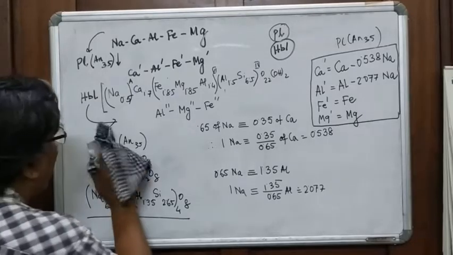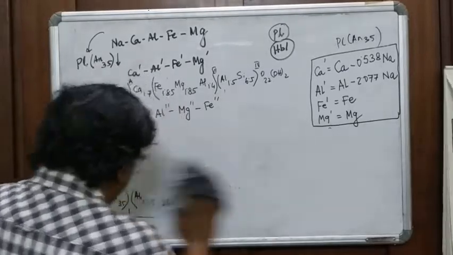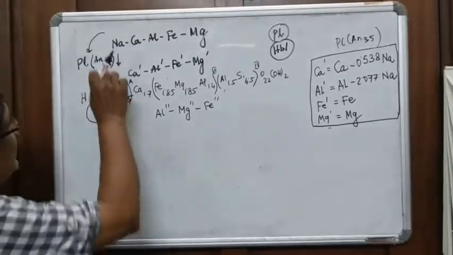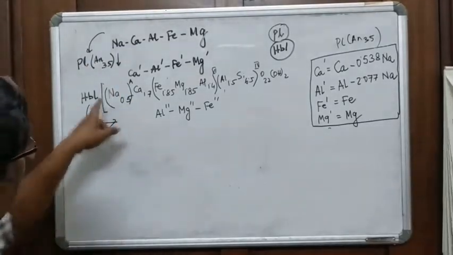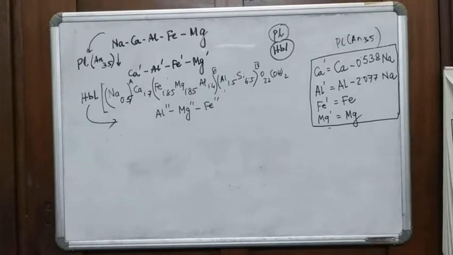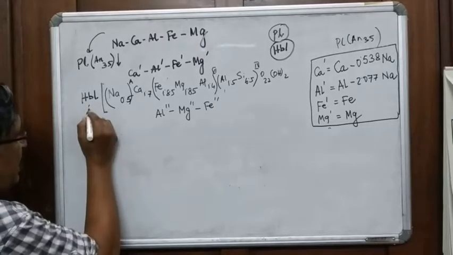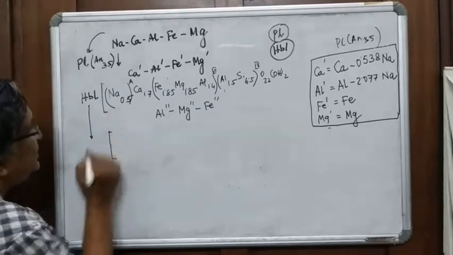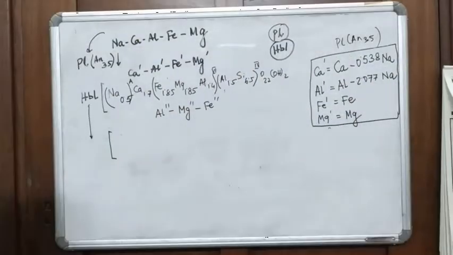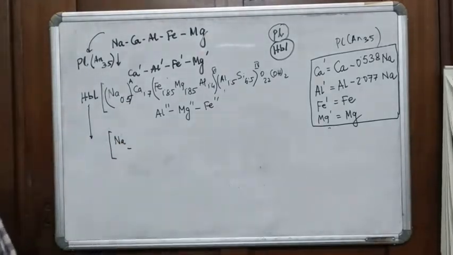Let's see what happens to the hornblende already. This is a hornblende, but you are already projecting it from plagioclase. So the hornblende composition that you show here will not be hornblende anymore. So what will happen? In the new hornblende, there will be no sodium, because sodium is extracted out of the system. So your sodium will turn out to be blank. There is no sodium because you have converted it.